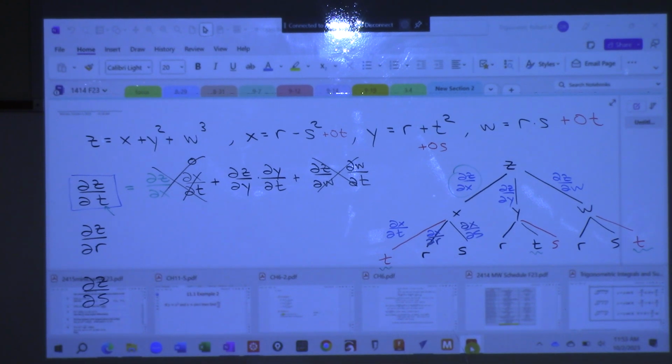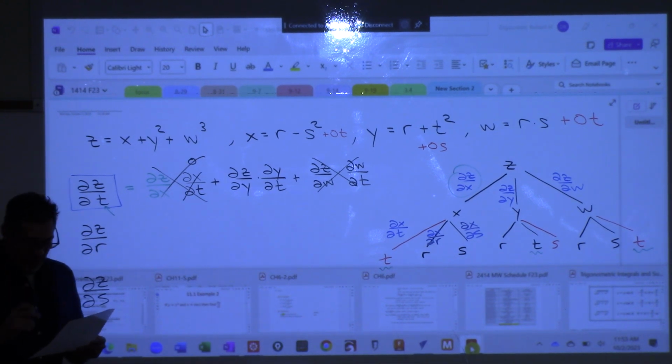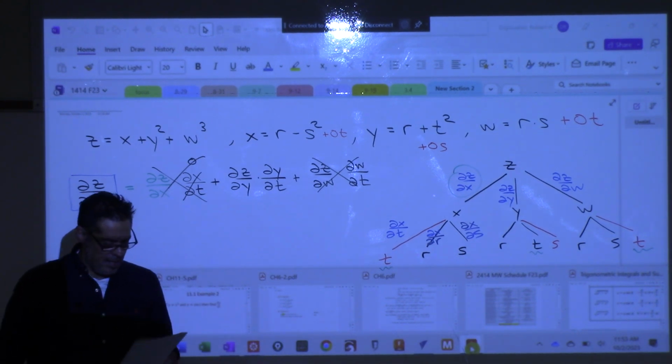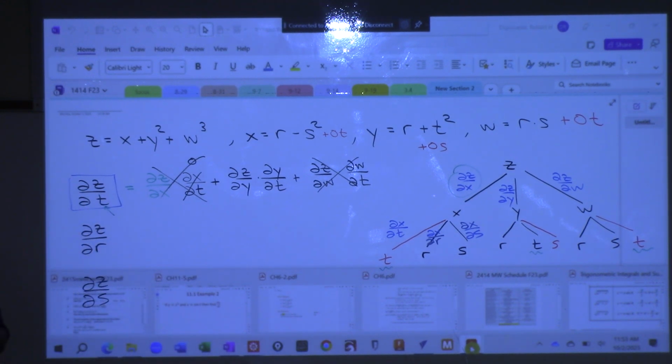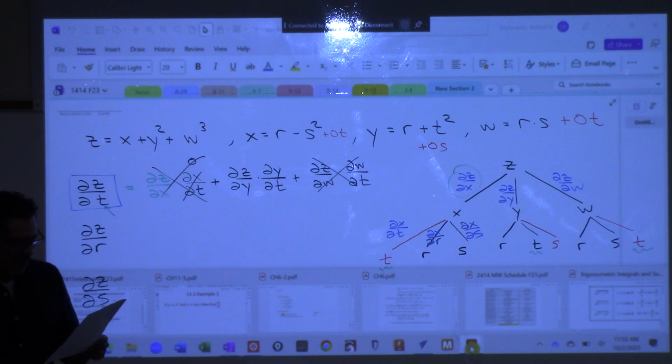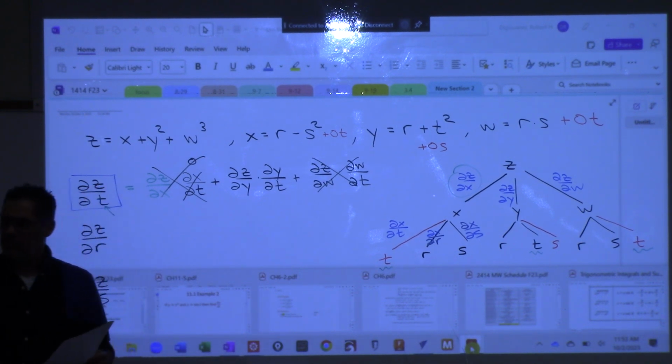Number 5 is very similar to what I started class with. I give you a function, I give you a point, you find the equation of the tangent plane. And then number 6, that's the tree, right? What derivatives are possible? Draw a tree diagram, label all the branches, find a formula for each possible derivative, and then actually find the derivatives.